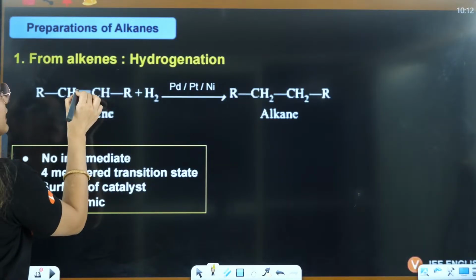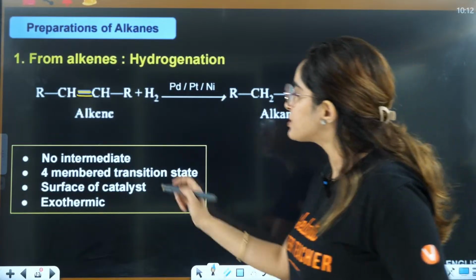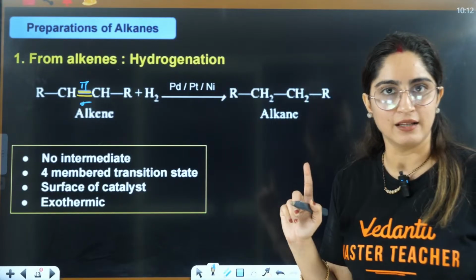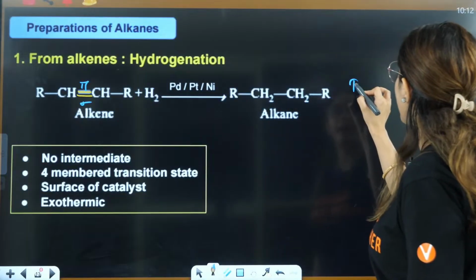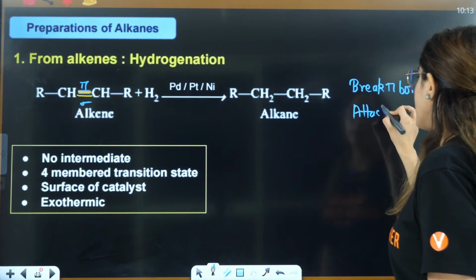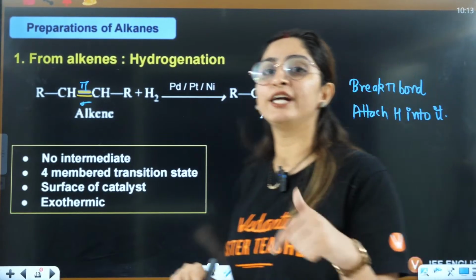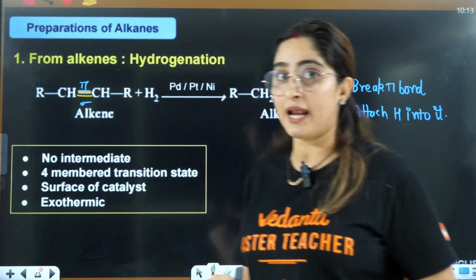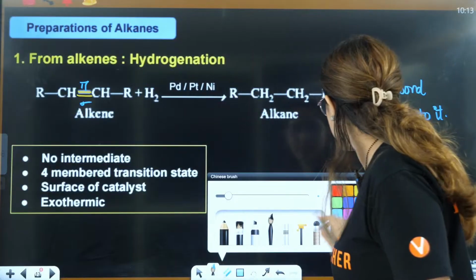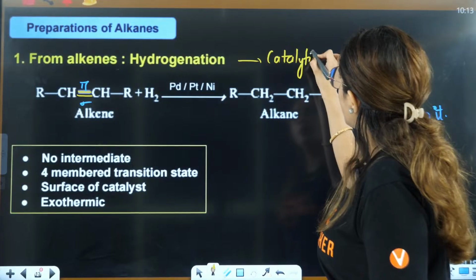So here in the alkenes, you will have a double bond. Now tell me, if you have a double bond, that means you will have one sigma and one pi bond here. You want to convert it into alkane. That means you will have to break the pi bond and attach hydrogens into it. That means you will have to do hydrogenation. You will have to add hydrogens, right? There can be so many methods of doing hydrogenations, and here we are talking about catalytic hydrogenation. This is called catalytic hydrogenation.